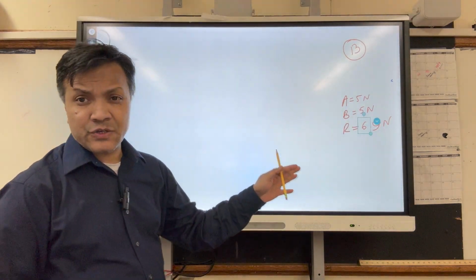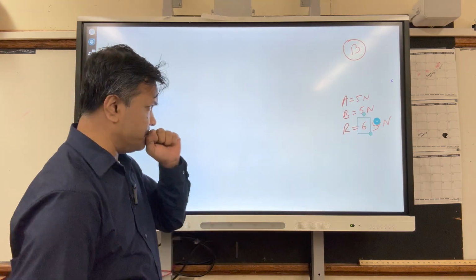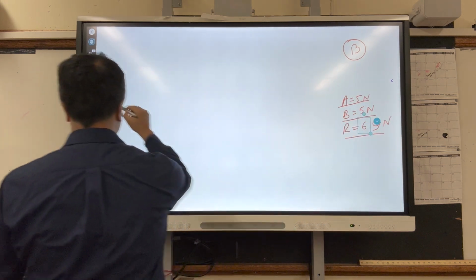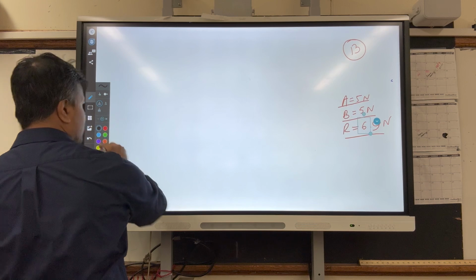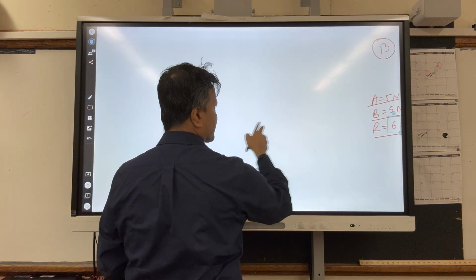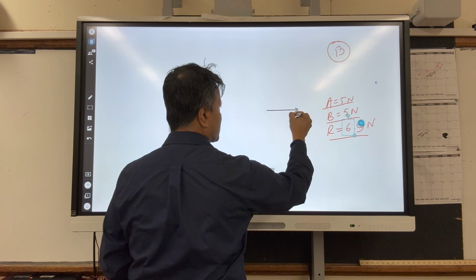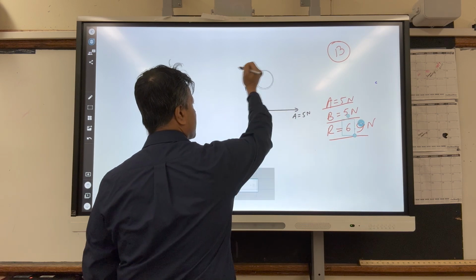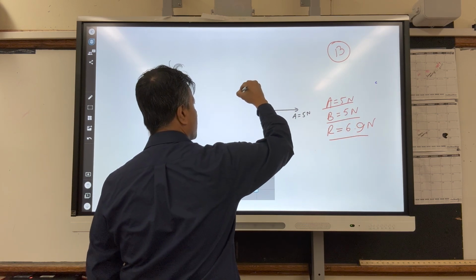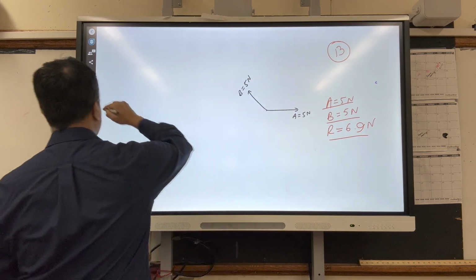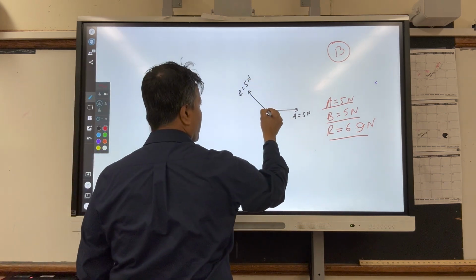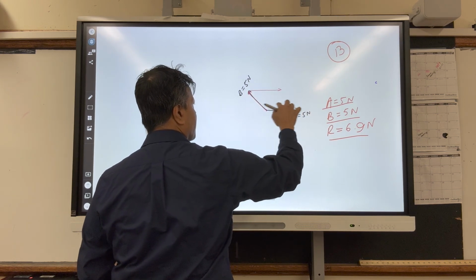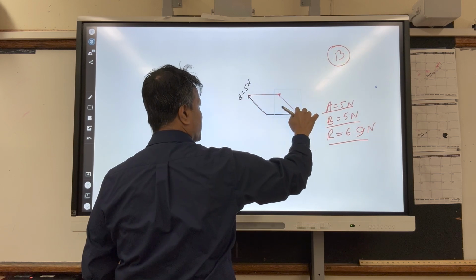Problem number 13, I ask you to find the angle between head and tail. I gave you vector A, which is 5, vector B, which is also 5, and resultant 6.9. So let's draw the two vectors. I'm going to draw vector A, which is 5 Newton, and vector B, which is also 5 Newton, right? I'm gonna create a parallelogram. So this is gonna be our parallelogram, and this is the vector I want you to find.